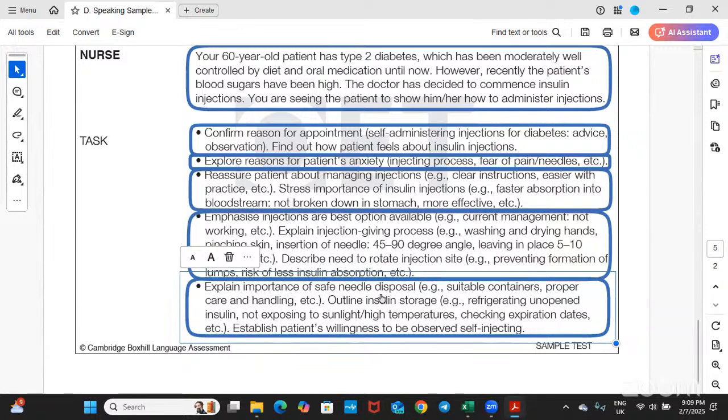Explain the importance of safe needle disposal. Now, finally, before we conclude our discussion, let me tell you about safe needle disposal or sharp disposal of the sharps. It's very important to dispose of the needles and other sharps.